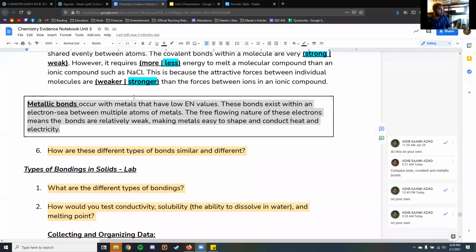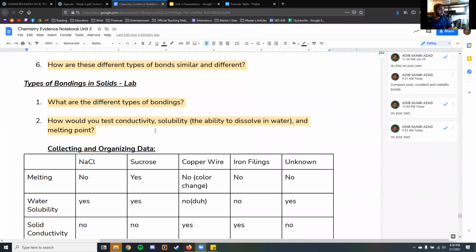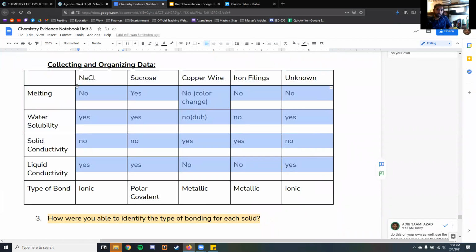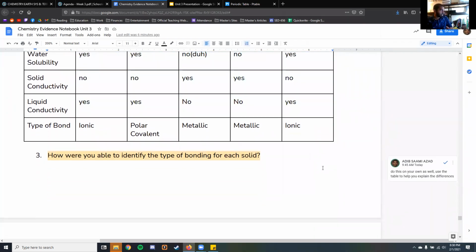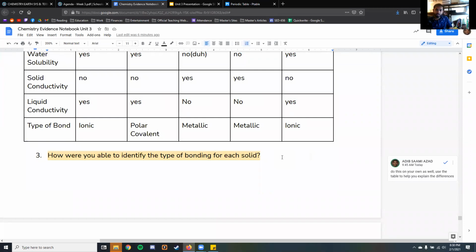All right, and so for most of this, you are doing this yourself. How are the different types of bonds similar and different? What are those different types of bonds? And how would you test conductivity, solubility, melting point? For this data sheet here, we did most of this together in class after watching a YouTube video of me performing the experiments. And so I'll just leave that up. And then for number 3, watch the video and see how you are explaining this third one here. That takes us to the end here.